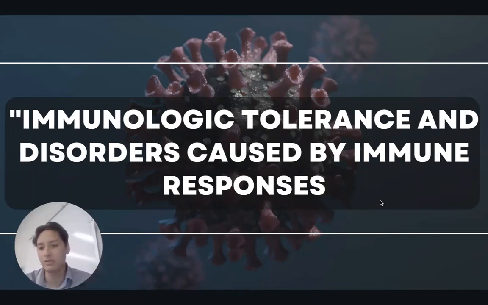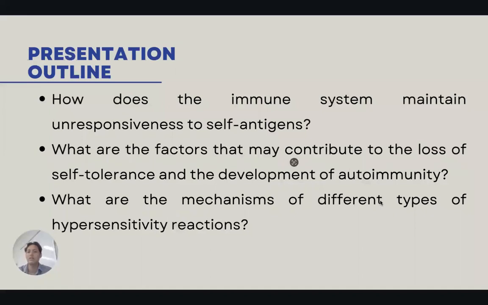So the takeaways that are going to be discussed are: how does the immune system maintain unresponsiveness to self-antigens? What are the factors that may contribute to the loss of self-tolerance and the development of autoimmunity? And what are the mechanisms of different types of hypersensitivity reactions? I'll be covering the first two questions, and then Brianda will cover the last question.